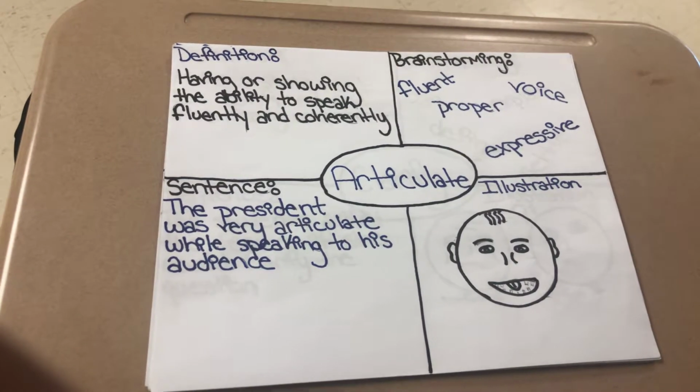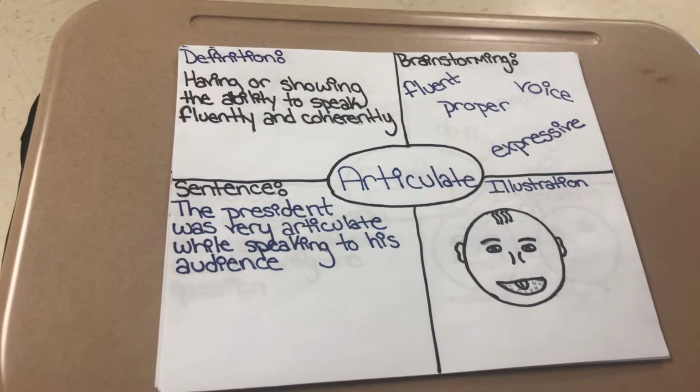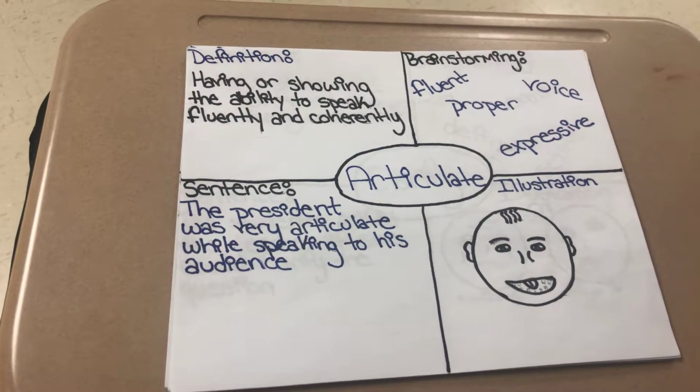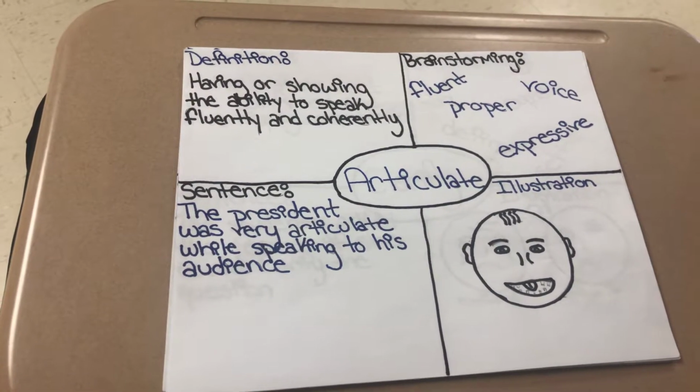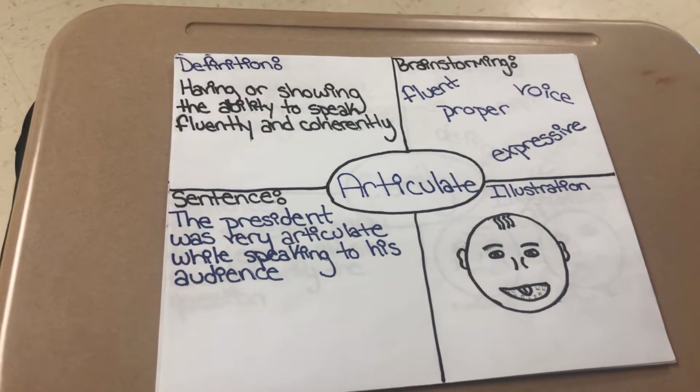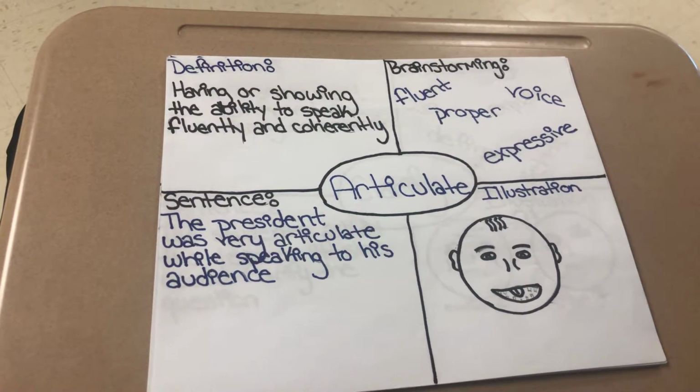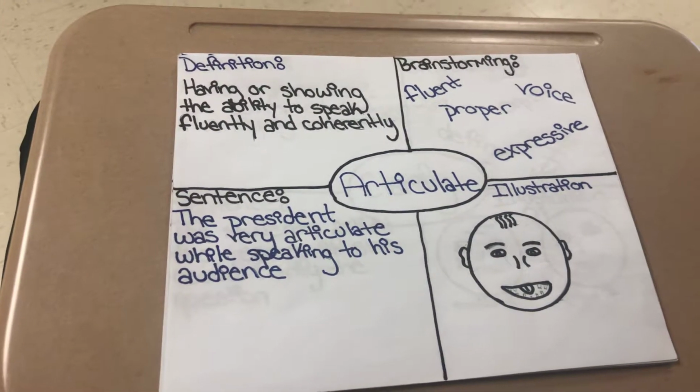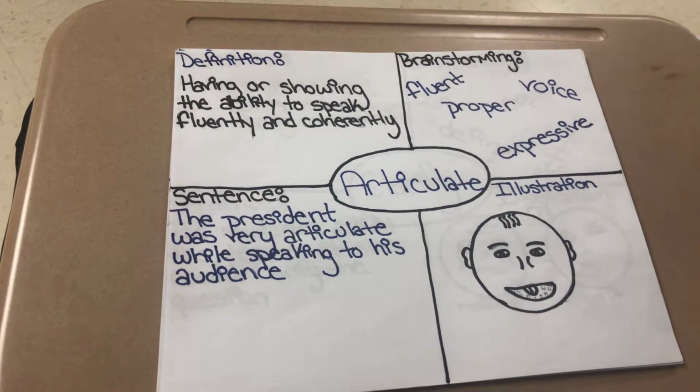The next word we have is articulate. The definition is having or showing the ability to speak fluently and coherently. The sentence we have is, the president was very articulate while speaking to his audience. Some words we have are fluent, proper voice, and expressive. And our picture is a guy being articulate.